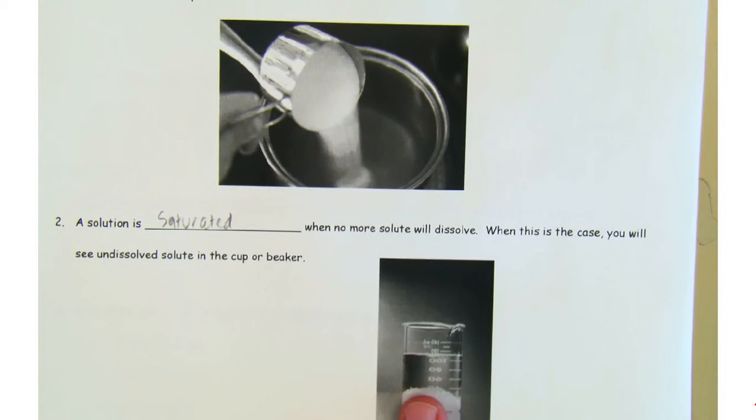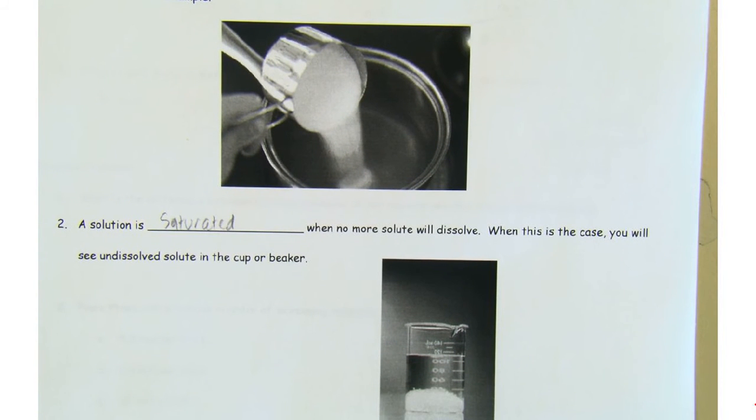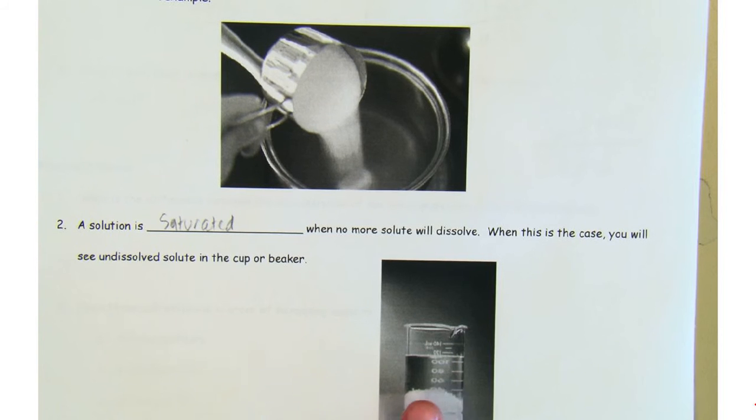Okay. We call a solution saturated when no more solid will dissolve. So if you're adding sugar to water and you're stirring and stirring and stirring, and it's still sitting at the bottom, that solution is saturated. So in this picture, you can see the white powder sitting at the bottom, so this solution is saturated.